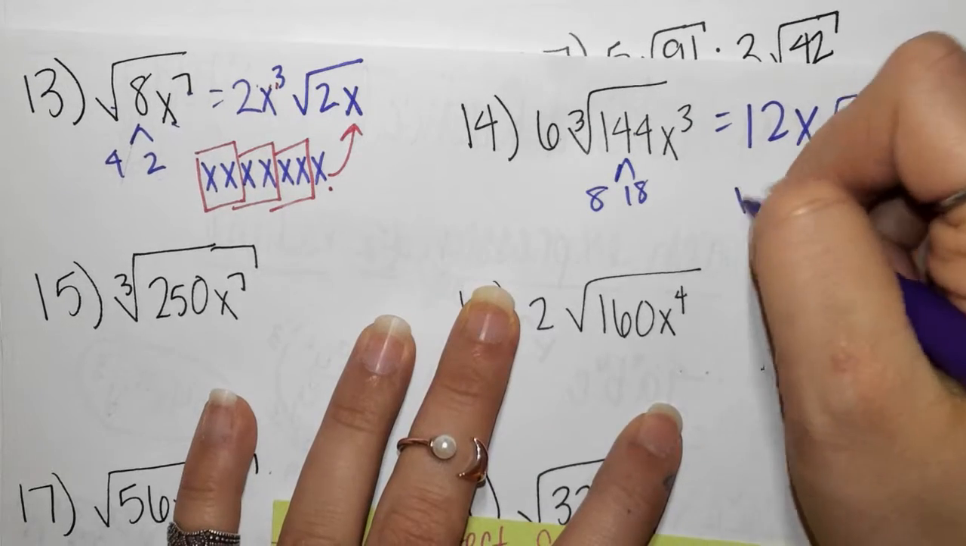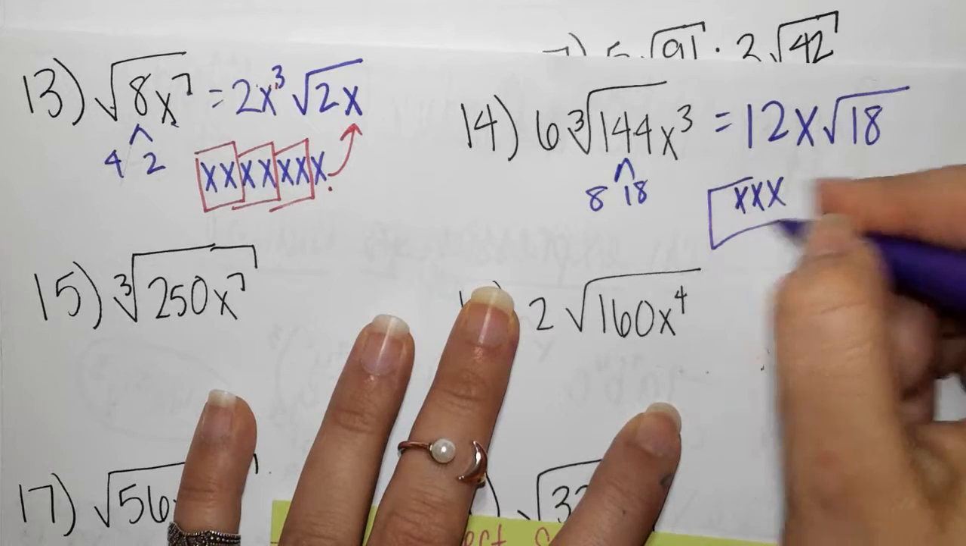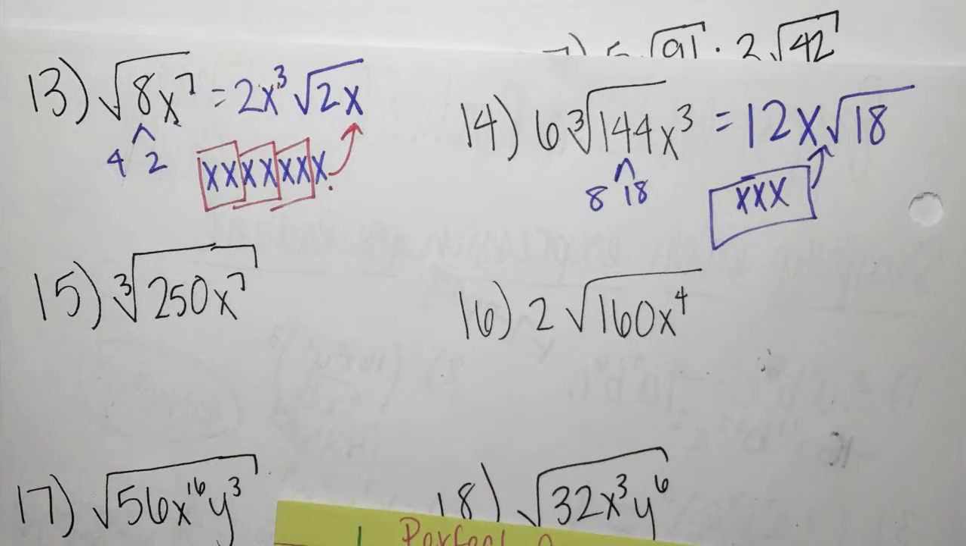And if you need to draw out your steps, we have 3 x's. We need groups of 3. We have 1 group of 3. He goes right there. Does that help?